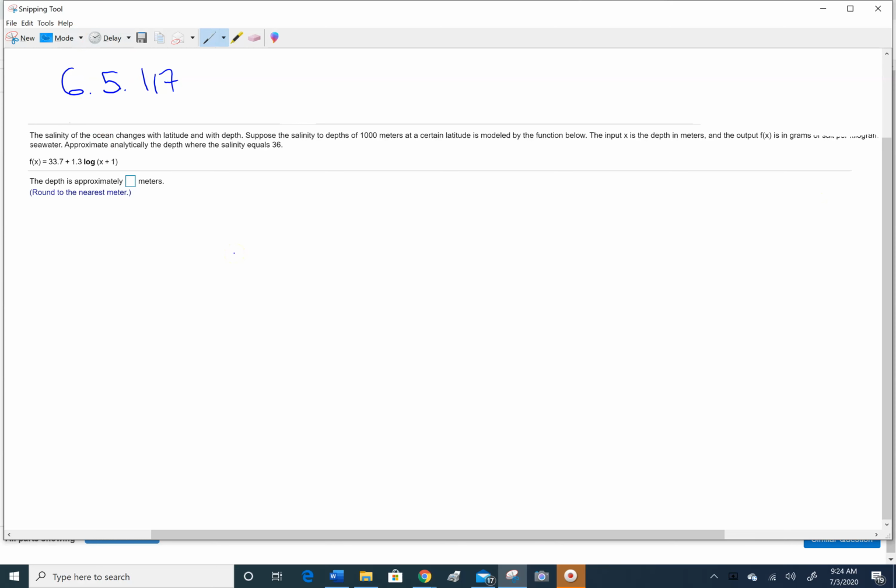Approximate analytically the depth where the salinity equals 36. So this number here, 36, is the salinity which represents f of x. So let's replace f of x with 36 equals 33.7 plus 1.3 log x plus 1, and now it becomes an equation. You're solving for x. The first step is we need to isolate the log x plus 1.